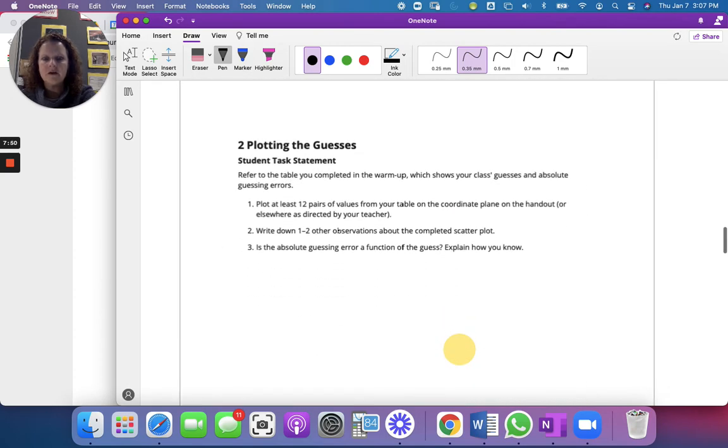All right, let's see what else we're supposed to be doing for that. Write down observations. Cool. Is the absolute guessing error a function of the guess? Explain how you know. Okay. Yes, it is. So the guessing error depends on the guess.